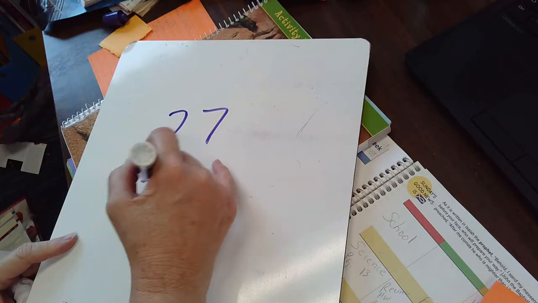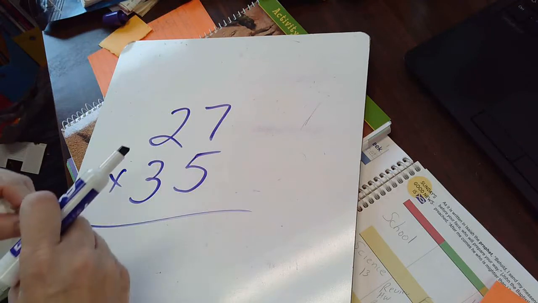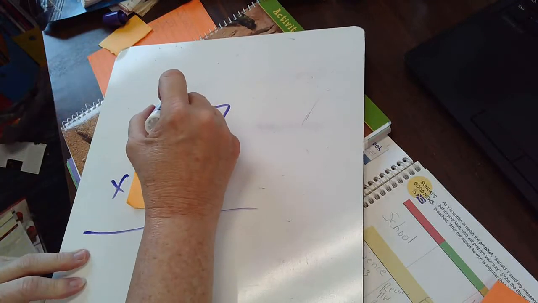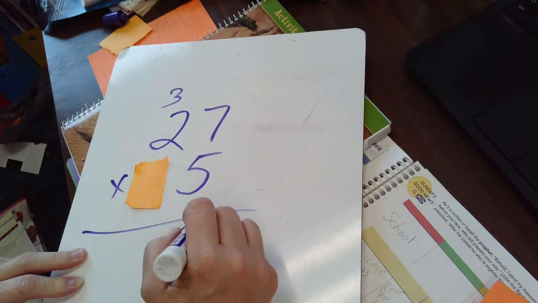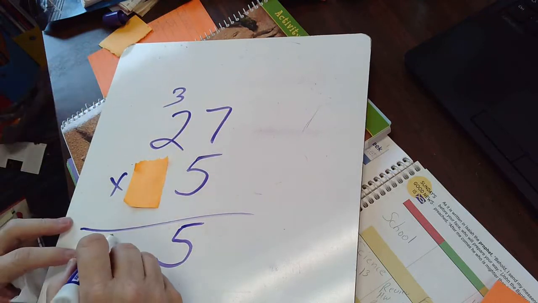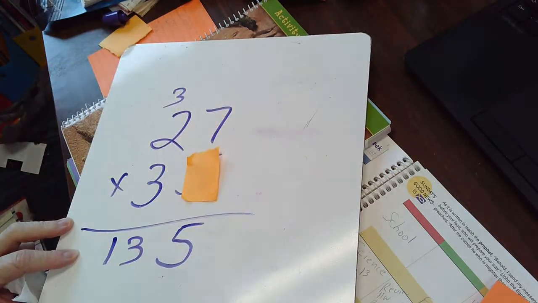27 times 35. All right. So again, we start with the ones. 5 times 7, 35. 5 times 2 is 10, plus 3 is 13. And then I'm going to cover that up if you need to.